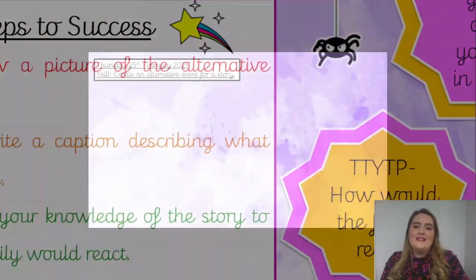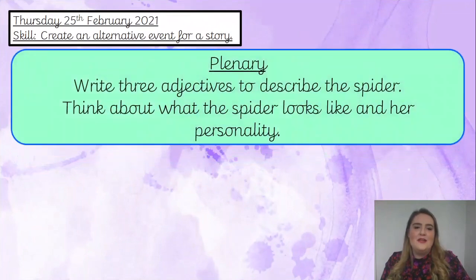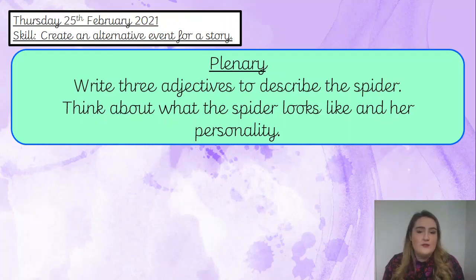Excellent, I cannot wait to see some of your ideas. I'm sure you've been really creative. Okay, time for our plenary now then. You're going to write 3 adjectives. Remind me what an adjective is. Well done, it's a describing word, for example, soft, shiny, bright, lots of adjectives we can think of.